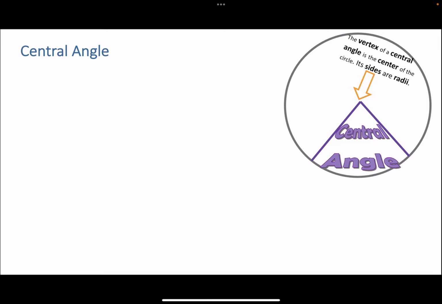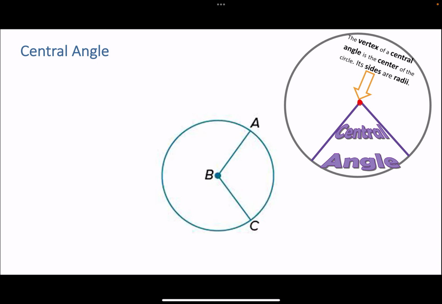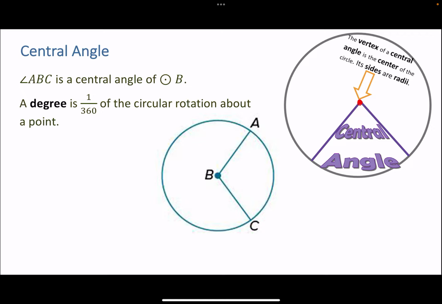A central angle is an angle that has a vertex that is the center of the circle, and the sides are radii of the circle. So angle ABC, or angle CBA, is what we call a central angle of circle B. Remember, circle B is named that way because the center of the circle is B. So it makes sense that we would call this angle a central angle, since the center is its vertex.